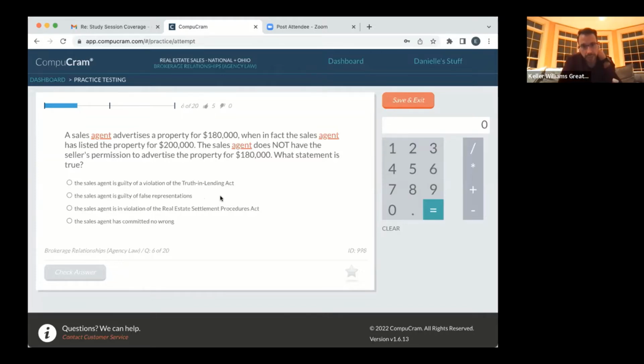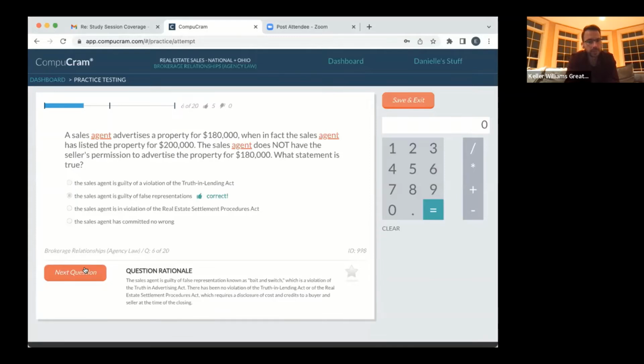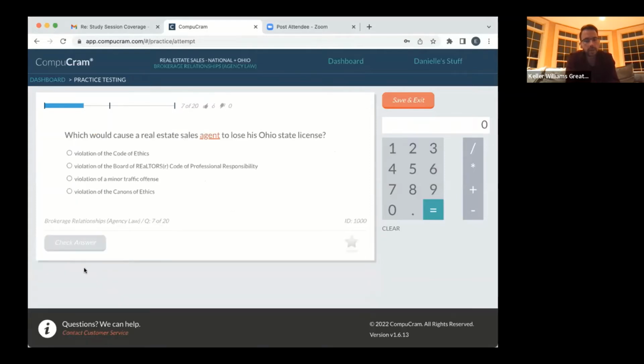A, the sales agent is guilty of a violation of the Truth in Lending Act. B, the sales agent is guilty of false misrepresentation. C, the sales agent is in violation of the Real Estate Settlement Procedures Act. Or D, the sales agent has committed no wrong. B is correct. Moving on.